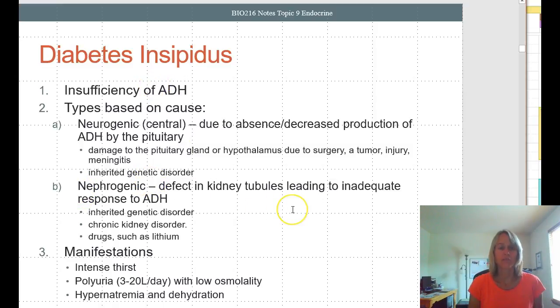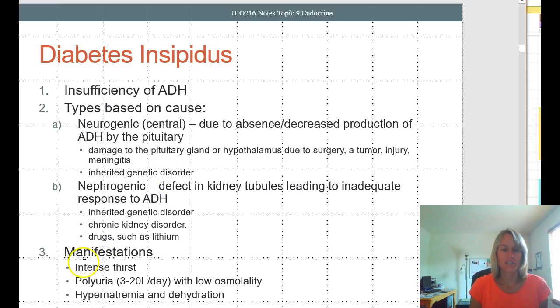Nephrogenic, here the production of ADH is normal, but there's a defect in the kidney tubules that leads to an inadequate response to ADH. There's also a genetic form of this disorder. This can also occur in some chronic kidney disorders and in response to some drug toxicity from drugs such as lithium. With diabetes insipidus, not to be confused with mellitus, diabetes insipidus is excessive tasteless urine, so it implies that there's no sugar, whereas diabetes mellitus is excessive but sweet urine.